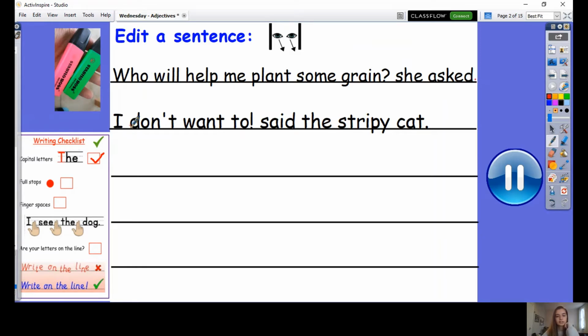Let's check our second sentence. I don't want to, said the stripy cat. And we've already got our full stop there, so we can take that off our list. Finger spaces. Have we got finger spaces? Yes, we do. Have I written on the line? Yes, I don't have any floating letters. Fantastic.